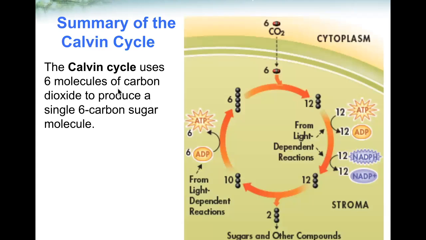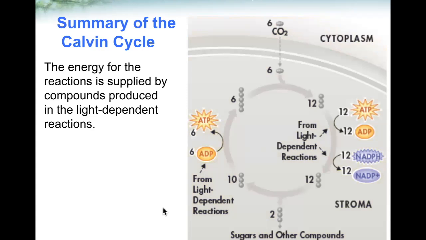The Calvin cycle uses 6 molecules of carbon dioxide to produce a single 6-carbon sugar molecule. So 6 carbon dioxide produces a 6-carbon sugar molecule. The energy for the reactions is supplied by compounds produced in the light-dependent reactions, ATP, NADPH, and ADP.